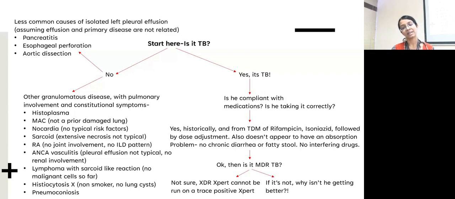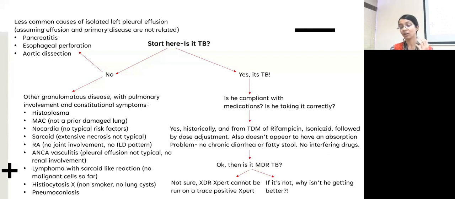Now, considering that it is TB, is he compliant with his medications? Is he taking the medications correctly? Yes, both were verified. We had adjusted doses based on our therapeutic drug monitoring as well. He didn't have any malabsorption that could suggest poor absorption of these drugs, and he wasn't on any interfering drugs that would interfere with cytochrome metabolization of rifampicin or isoniazid.